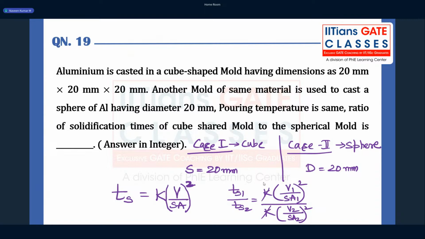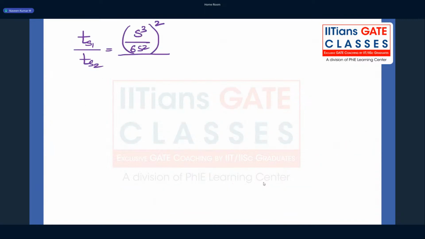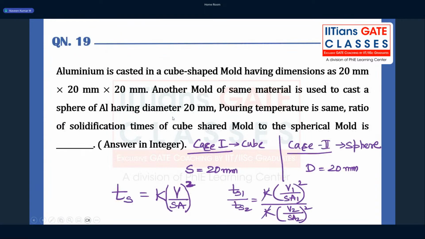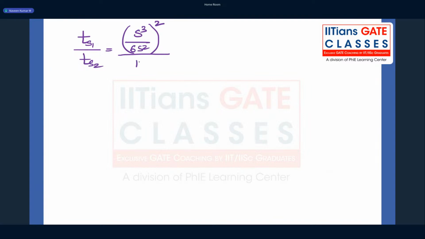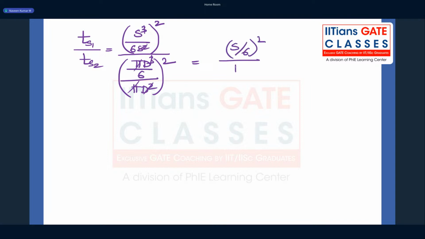Okay, this is given in d, so I can write this in terms of d only. Then this will be pi d cube by 6, because we had thought of it in terms of radius, but this will be pi d square whole square. Whole square, you should not forget the square. So here this is cancelled, pi gets cancelled, and the rest of the constants are left. This is s by 6 whole square divided by d by 6 whole square.